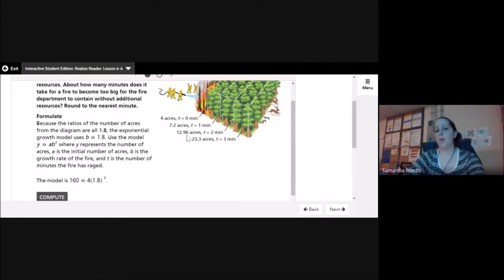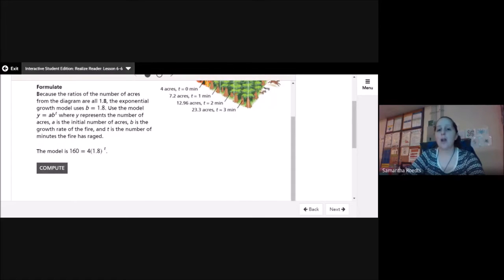Okay, they're all 1.8. And we got that by taking 7.2 and dividing it by 4. So this one, 12.96 divided by 7.2 also gives me 1.8. So that's how I'm getting that. So each time I'm multiplying by a factor of 1.8. So the exponential growth model uses b equals 1.8. Use the model y equals a b to the t power, where y represents the number of acres, a is the initial number of acres, b is the growth rate of the fire, and t is the number of minutes the fire has raged. So they said that they can handle a fire that's up to 160 acres.